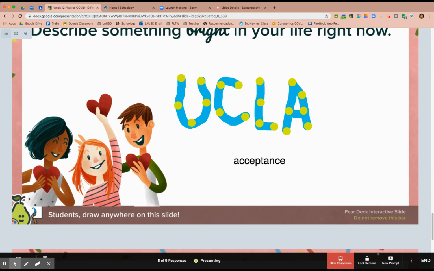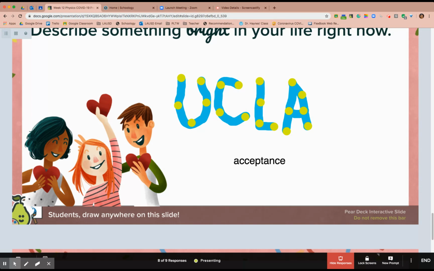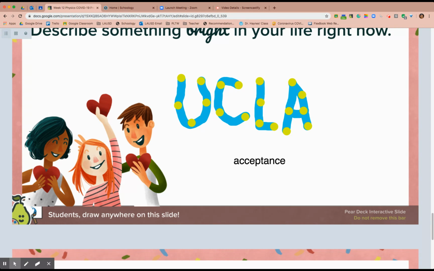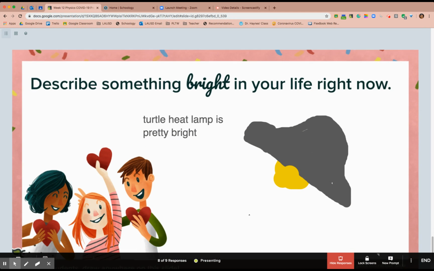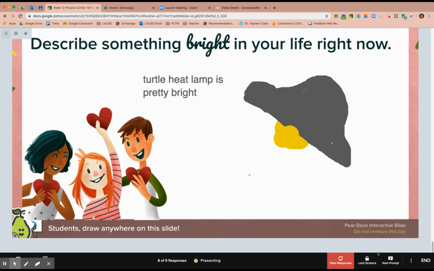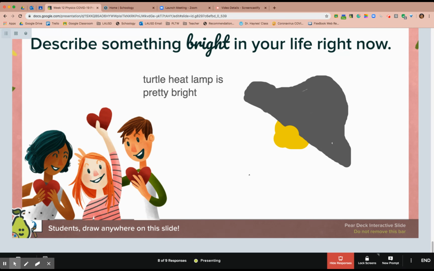UCLA acceptance. Oh my goodness. Congratulations. That is so exciting. You should be proud of yourself. You guys should write in the chat room. I don't even know if we can put GIFs in there, but yay. I am so proud of you. Great job. Turtle heat lamp is pretty bright. Okay. I am glad you have a heat lamp for your turtle and that the lamp is pretty bright. I hope your turtle is doing well as well.